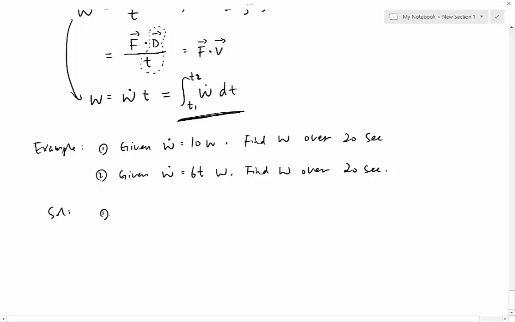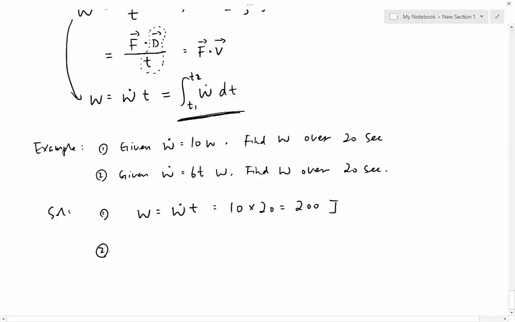Okay, so let's do part 1. Part 1 is very straightforward. Because W dot is constant, I can directly use this equation. W is equal to W dot multiplied by time. We plug in W dot, which is 10 watts, SI unit, multiplied by time, which is 20 seconds. Solution is 200. Because I used SI unit for every parameter when I plug in this equation, my solution must also have an SI unit. What is the SI unit for work? It's joule. Okay, so that's number 1, very easy.